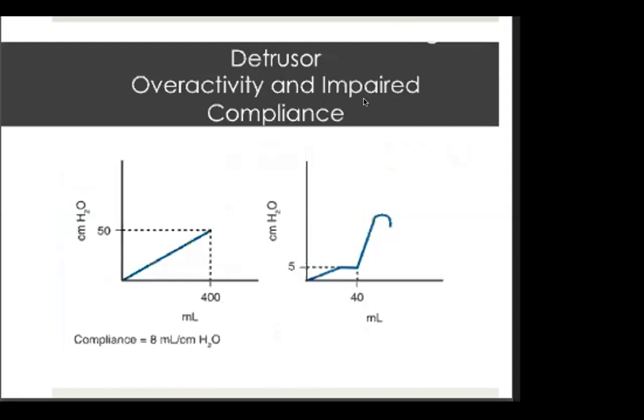So detrusor overactivity and impaired compliance. For example, this one during filling at 400 ml, pressure niya is 50. So yung compliance niya is 8 ml per centimeter water, so non-compliant siya. Parehas din dito, small bladder capacity.